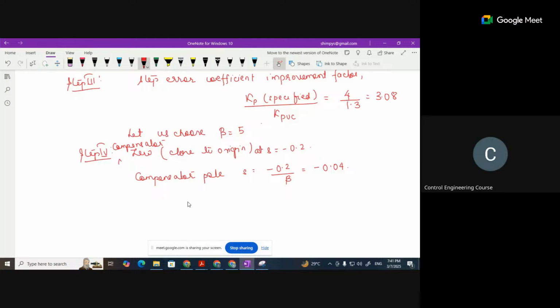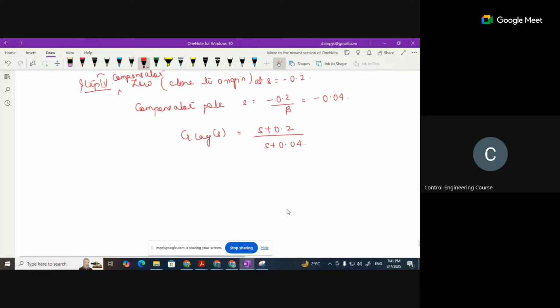So what will be my transfer function for the compensator? S plus 0.2 divided by S plus 0.04. And then the lag compensated forward transfer function will be equal to K times S plus 0.2 over S plus 0.04, S plus 1, S plus 3, S plus 5.